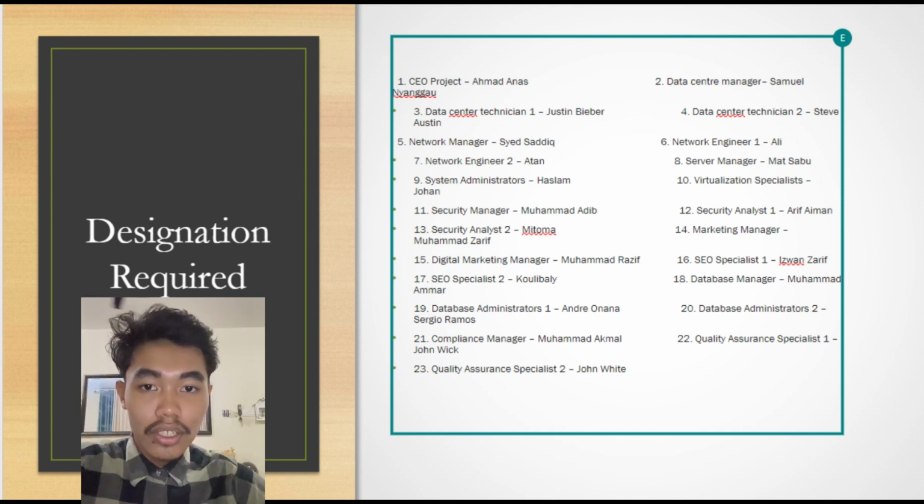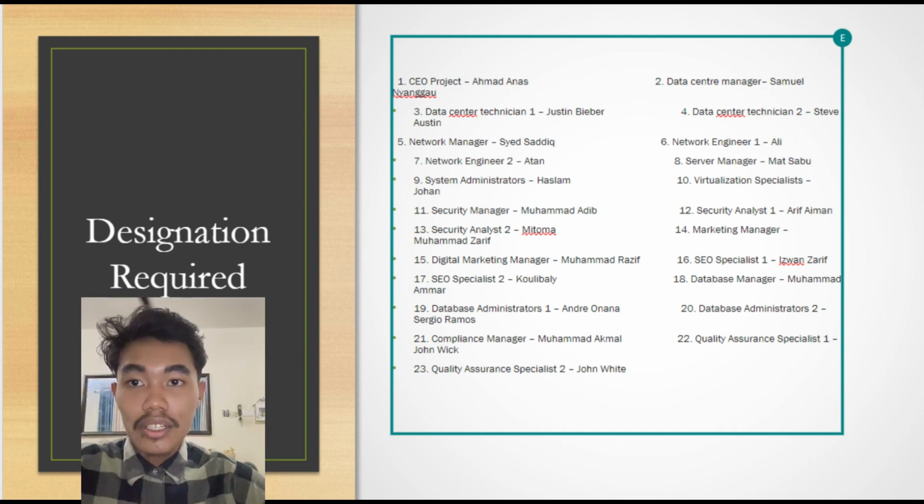So for the last function, we have quality compliance manager, which is Muhammad Akmal. And under compliance manager, we have quality assurance specialist 1 and 2, which are John Wick and John White. So compliance manager is responsible to ensure data center operations meet legal and regulatory requirements, while quality assurance specialist is to monitor and improve process and performance. So that's all for designation required in our company.